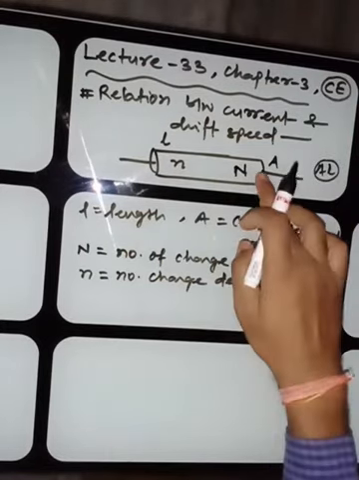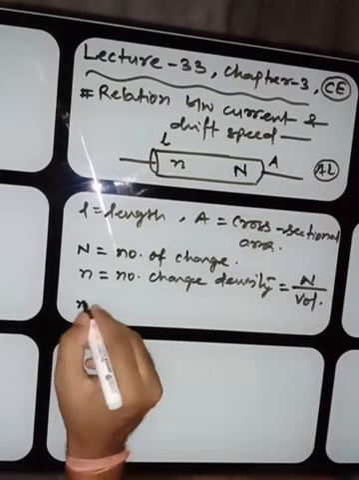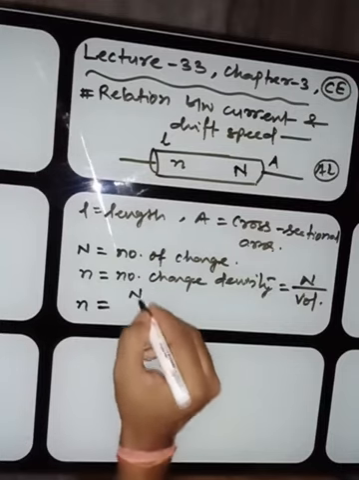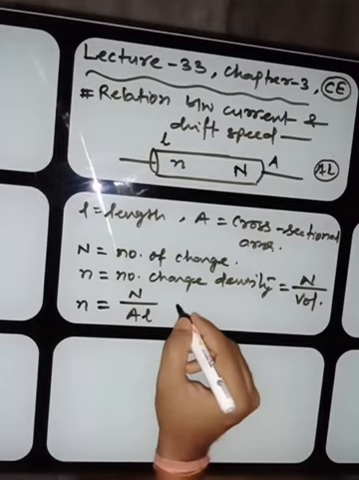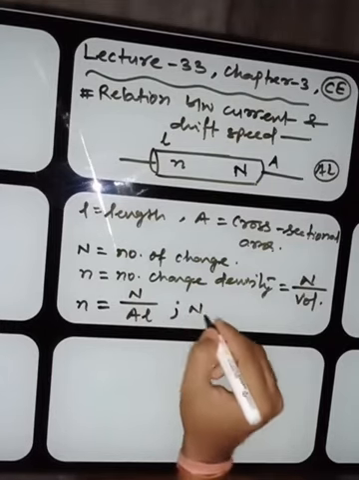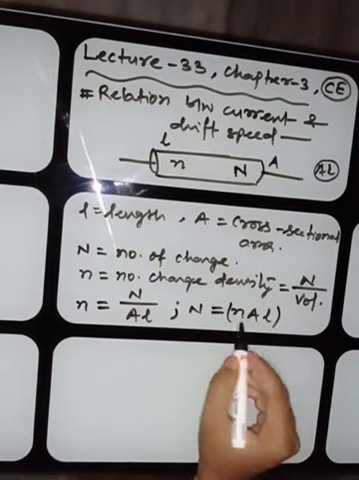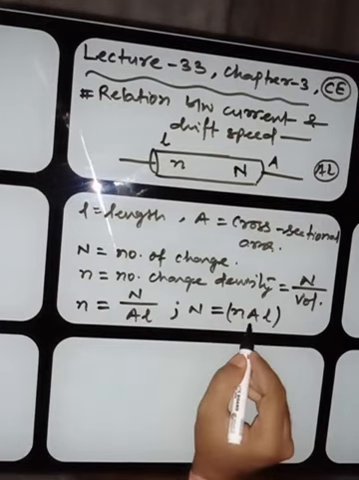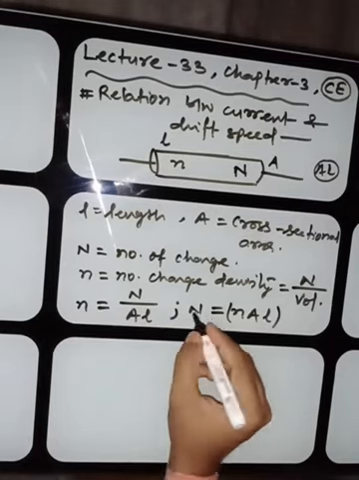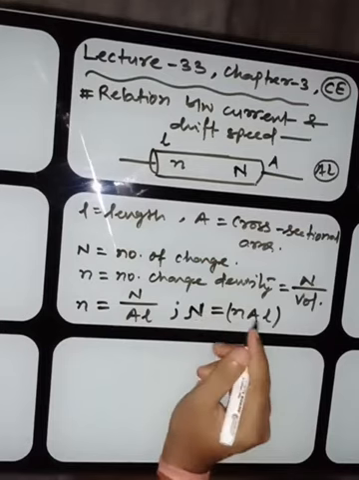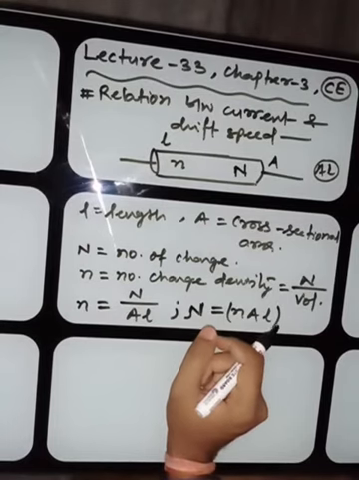If it is cylindrical, then the cross sectional area is A and the length is L, so the volume will be A times L. You can write this N as small n, the number of charge per unit volume. If you wish to find the number of charge, then N can be written as n A L. Remember, n is the number charge density, A is the cross section area, L is the length, and N is the total number of charge in the conductor sample.